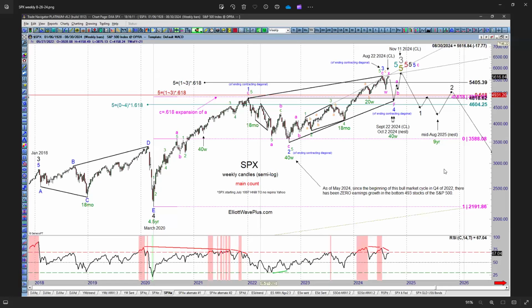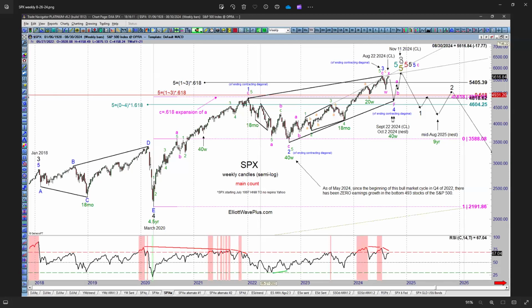For instance, the Y2K correction through 2009 was an expanded flat. That was a 9-year correction. So it wouldn't be out of the ordinary to see an 8-year correction. And if we get into a wave 4 that is an 8-year correction, the only thing that I think is going to assist in when it's going to be moving up and when it's going to be moving down during that period is cycle analysis. Elliott wave alone is not going to be very good there.